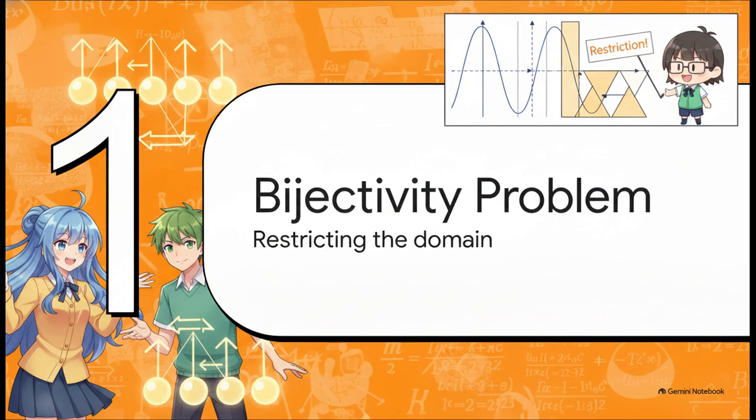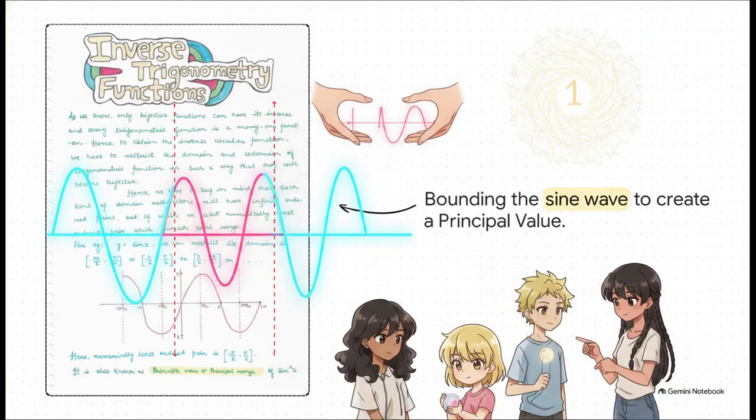All right, part 1, the bijectivity problem. To actually have an inverse, we have to establish a one-to-one mapping. Notice how the notes map out the solution to our endless wave problem. Look at those red dotted lines physically restricting the domain of the sine wave. By essentially chopping off the infinite tails and only looking at the chunk of the wave between negative pi over 2 and positive pi over 2, we isolate a single non-repeating curve.